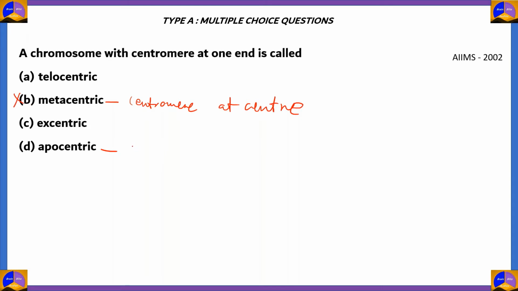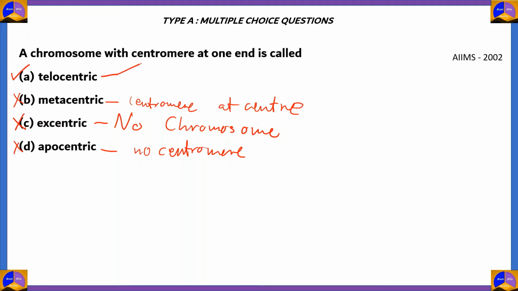Apocentric chromosomes have no centromere. So therefore option D is also incorrect, as well as option B. What about option C, excentric? There is no chromosome called excentric. So therefore option C is incorrect. The right answer is option A, telocentric, which has a centromere at one end. So a chromosome having centromere at one end is known as telocentric.